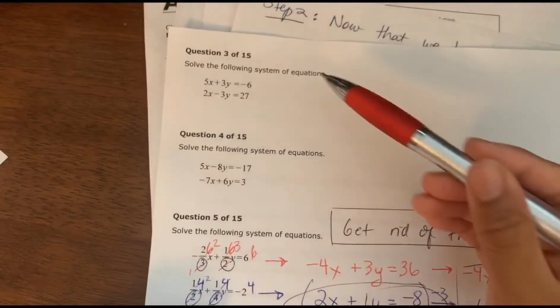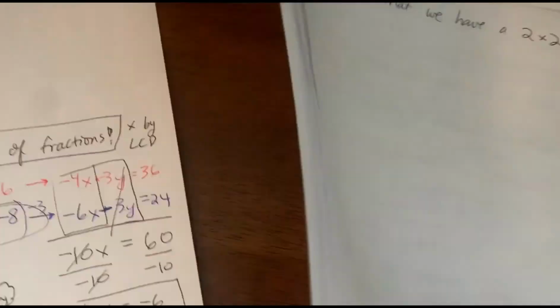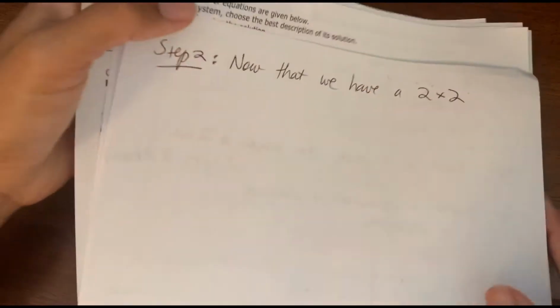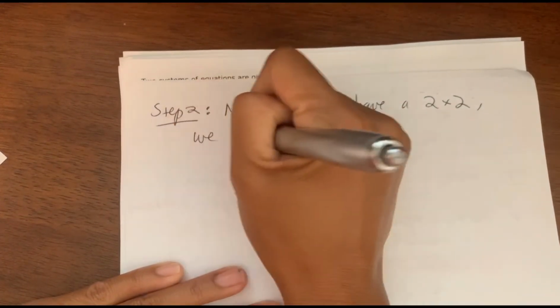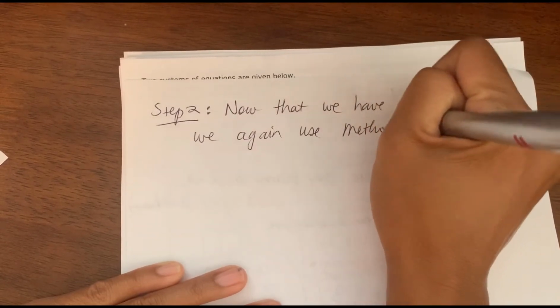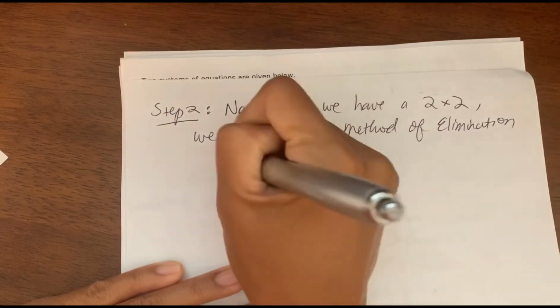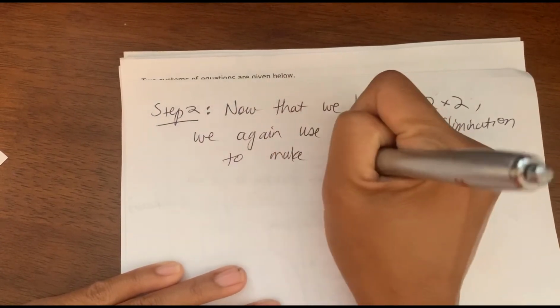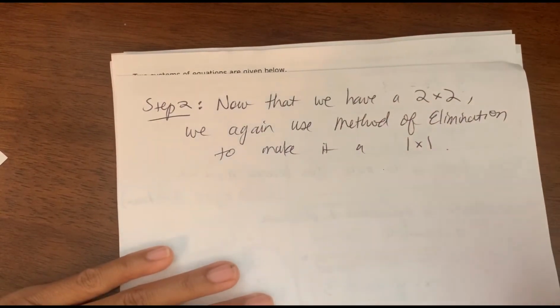Now that we have a 2 by 2, we can work with these problems, right? Because here we've had 2 by 2s, and we've solved for the 2 by 2s using method of elimination or method of substitution. So now that we have a 2 by 2, we again use, and we've been using the method of elimination or addition, whichever one you want to call it, to make it a 1 by 1. And a 1 by 1 is one equation with one unknown.